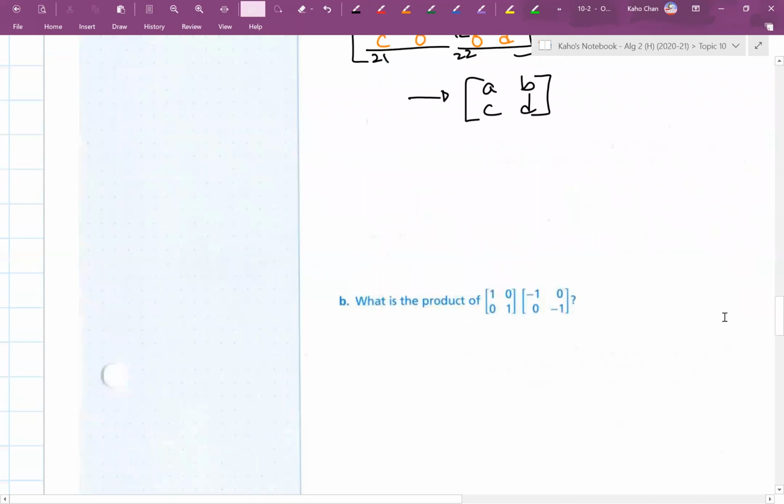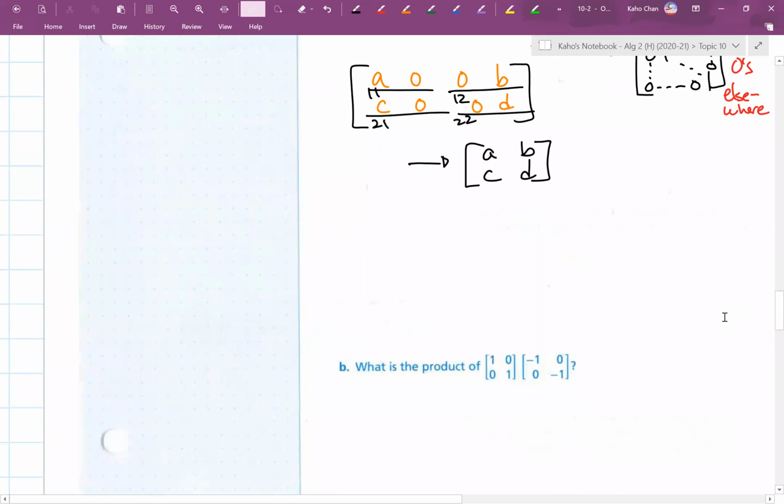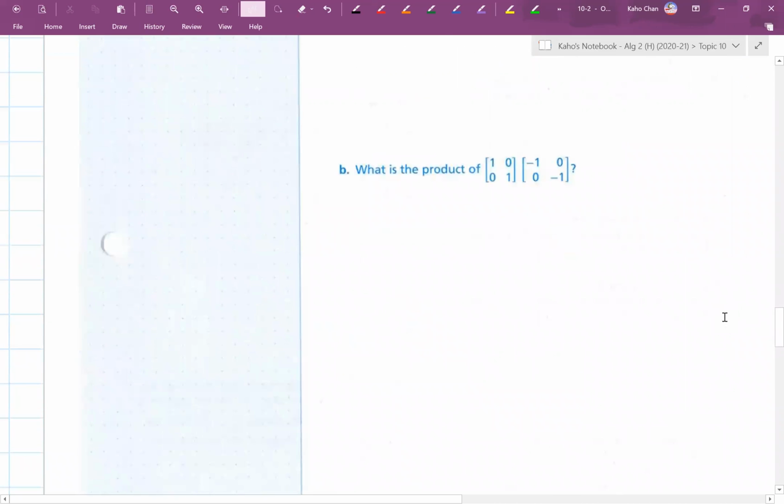What happens if we, oh, look at B, this is kind of weird. What happens if we multiply by -1, 0, and 0, -1? That's kind of weird. Okay. Well, I'm just going to tell you this. It's just so much faster. This is the negative identity. And I'm going to generically write it off to the side.